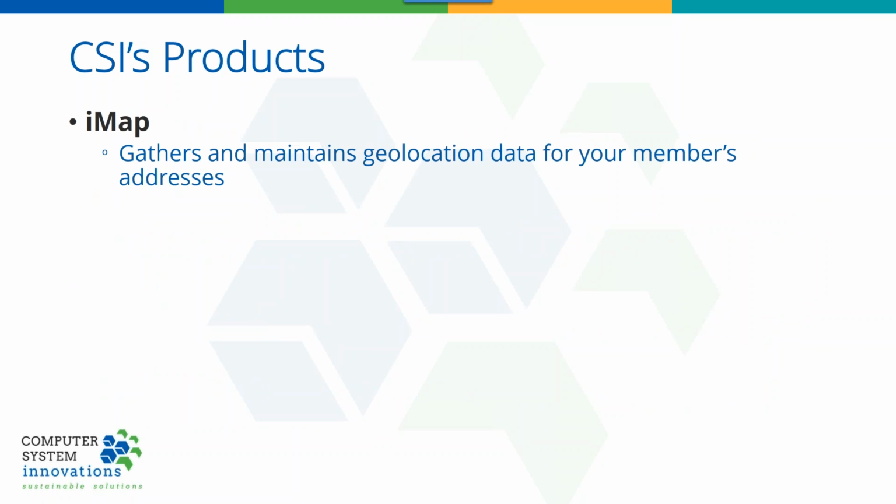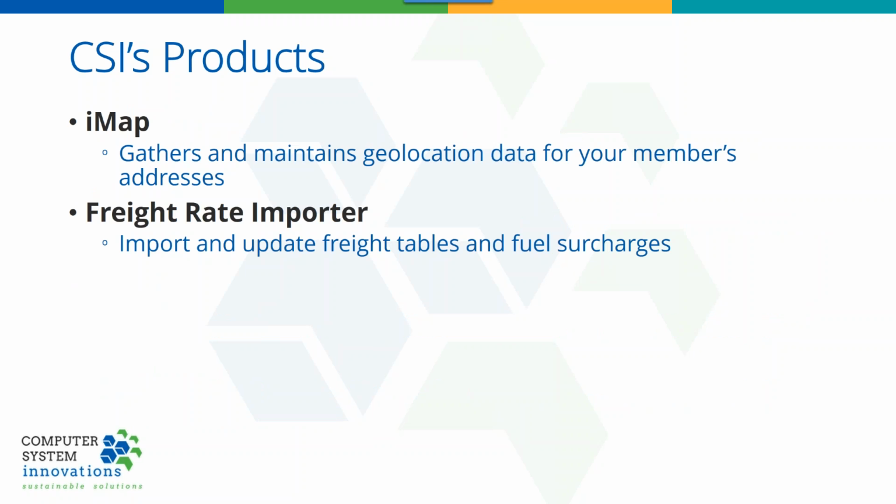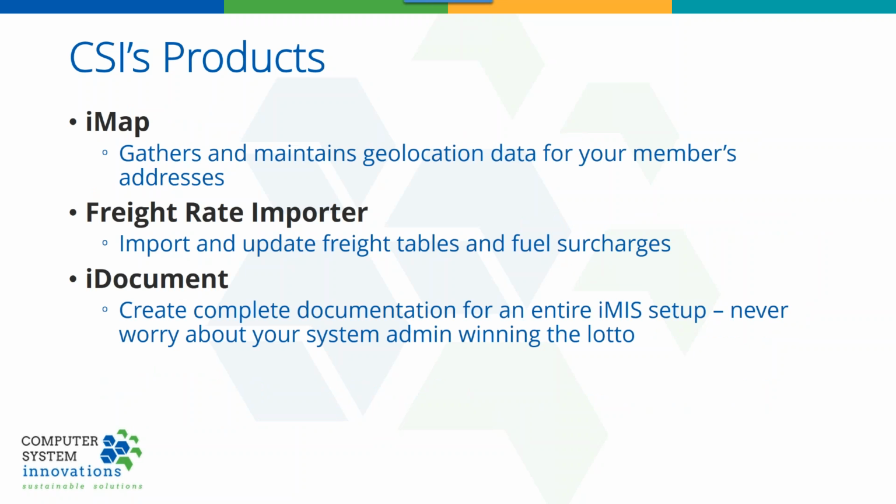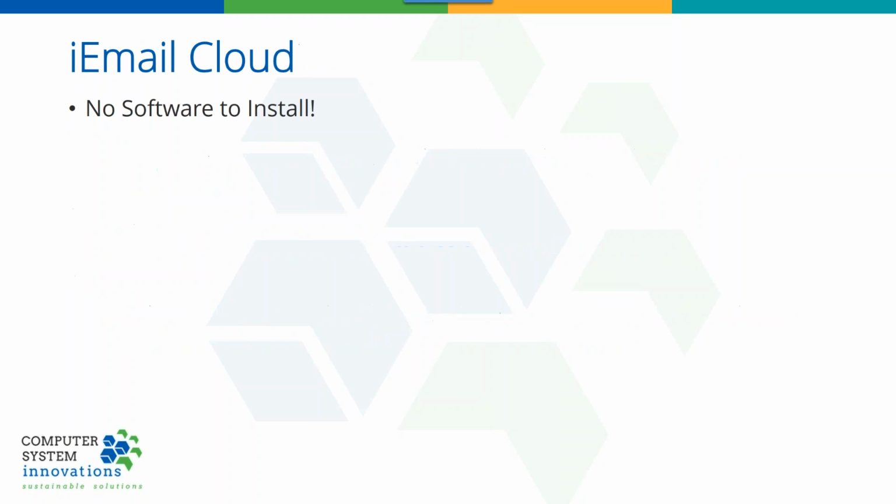Probably lost order now. IMAP is our geolocation tool to find all latitude and longitudes. Freight rate importer, because our clients kept saying, help us import freight rates. And then our most recent product, iDocument. We saw a lot of system admins leave over time, and people said, well, we just don't even know what we have. So we wrote a product that'll actually help you document your database. And then while we're here, our newest product is iEmail Cloud.